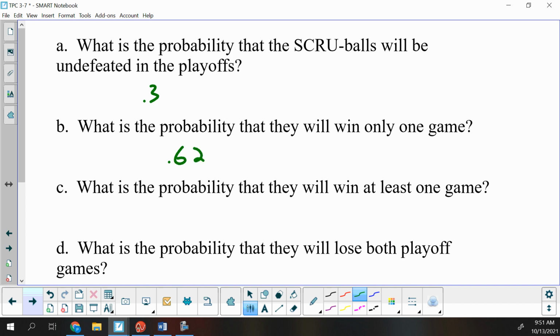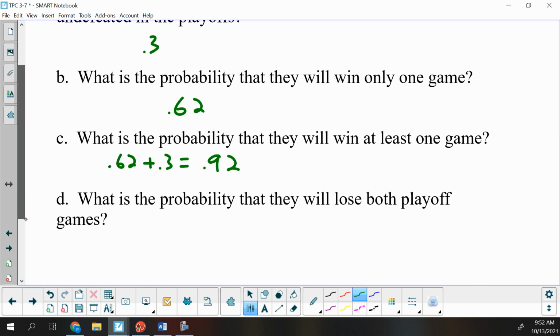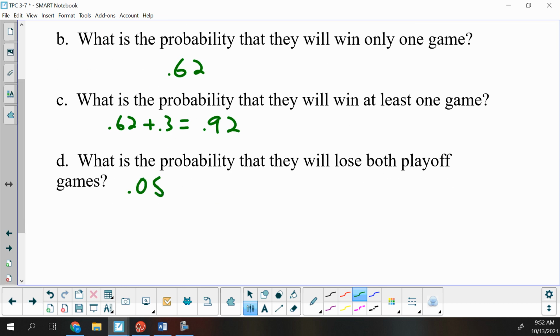What's the probability they'll win at least one game? Well, we already know 0.62 is winning one game. 0.3 is winning two games. So altogether, they're going to have a 92% chance, or in other words, 0.92, that they win at least one. And what's the probability they will lose both games? Well, that's a loss followed by a loss. That was 0.08. So having all those probabilities from the T-chart make any follow-up questions a lot easier.